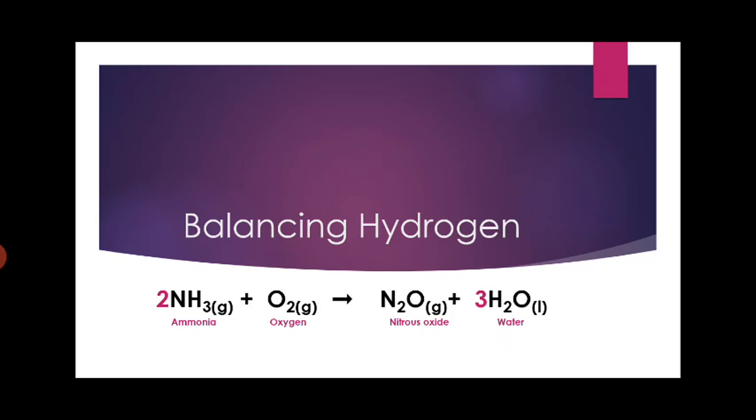After balancing nitrogen and hydrogen, count again. Hydrogen atoms are now balanced, but you can see that oxygen was balanced before, and now it has become imbalanced after placing the coefficient with the ammonia and water. We have to balance oxygen.